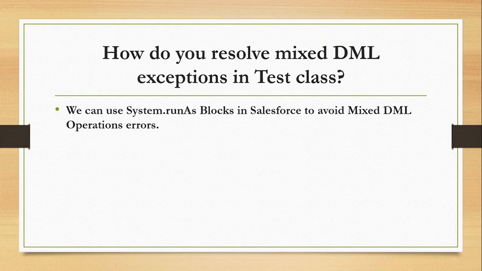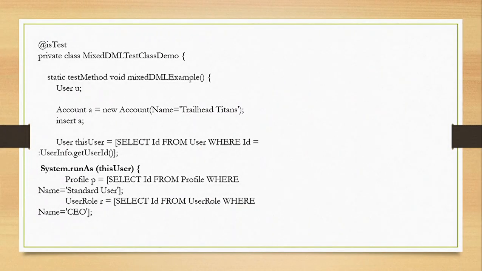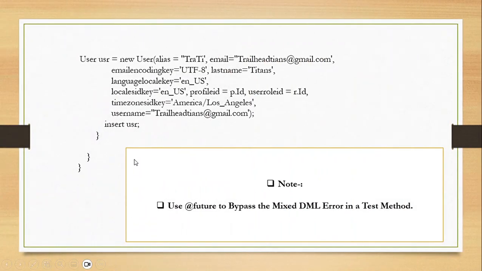How to resolve mixed DML exception in a test class? We can use System.runAs blocks in Salesforce to avoid mixed DML operation errors. That is @isTest private class MixedDMLTest, static testMethod, System.runAs with the user, with the profile and user name, as you can see in the example below. So use System.runAs or @future to bypass the mixed DML error in a test method.